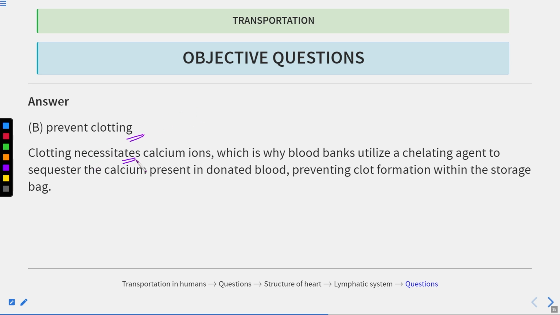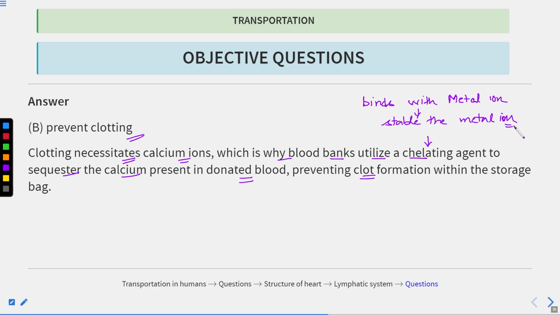Clotting requires the calcium ions, which is why blood banks utilize a chelating agent to sequester the calcium present in the donated blood. This prevents clot formation. So a chelating agent is used. What is the role of the chelating agent? It binds with the metal ions, and upon binding, they stabilize the complex. They stabilize the metal ion so that it will not react now.